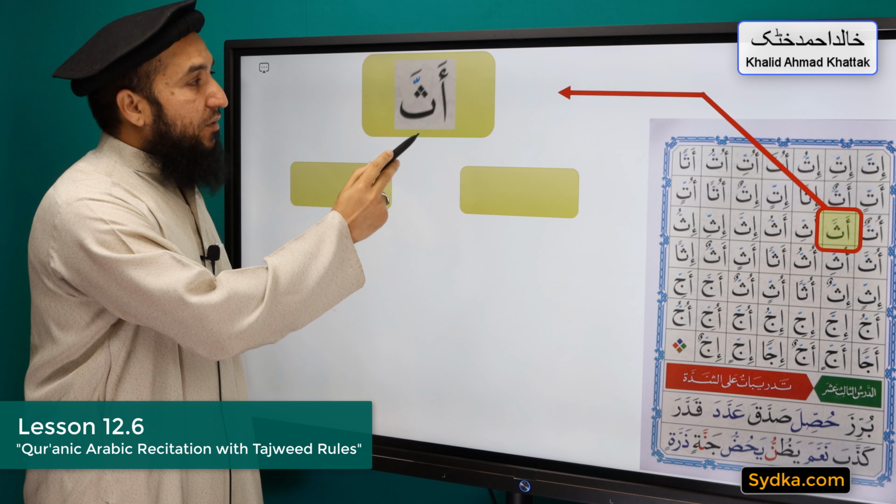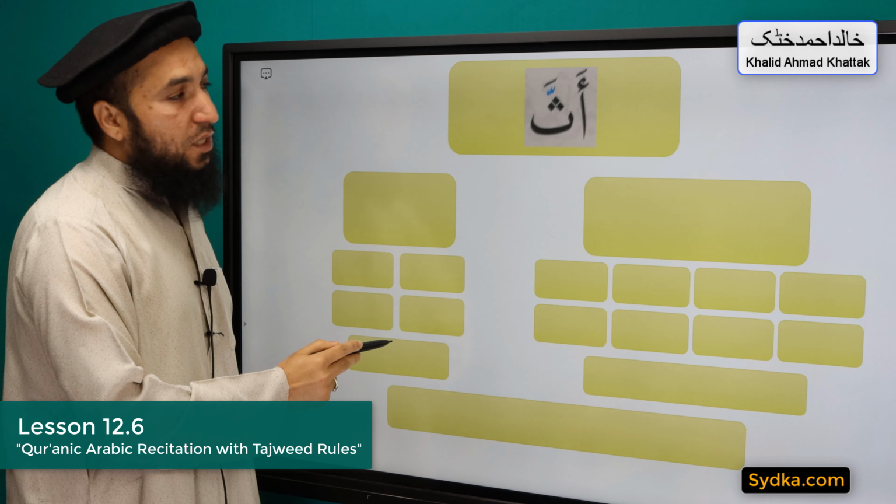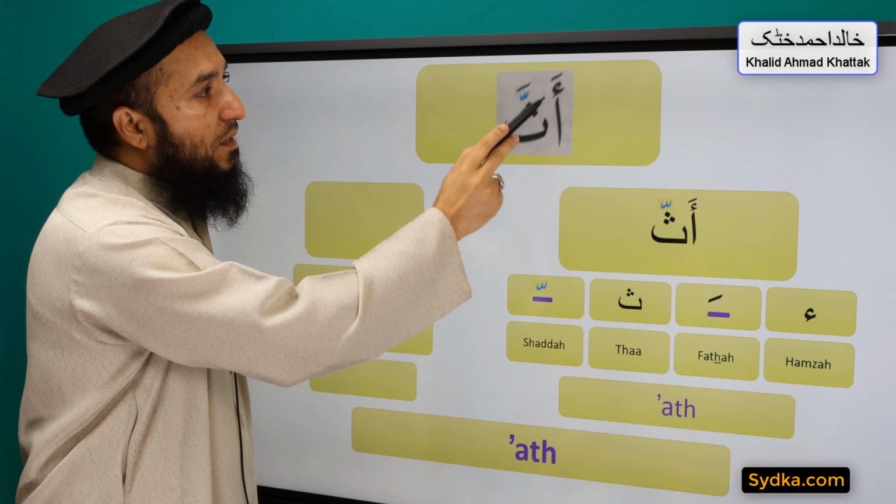The next word we have is atha, and it can be divided into two syllables. The first syllable we have is hamza, fatha, tha, shadda, ath. Hamza is a light letter, it has fatha on top of it. It is followed by tha, tha has a shadda. This alif is silent and is used as a chair for hamza.